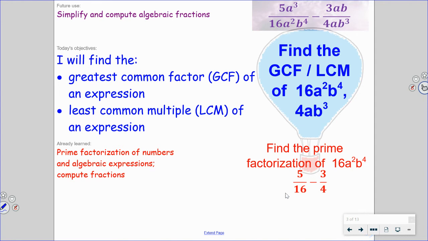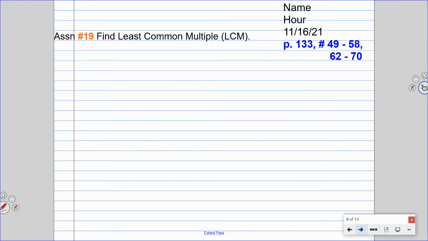So, folks, we're going to build off of what we did yesterday. What we did yesterday was greatest common factor of expressions, numbers as well as expressions. And now we go into least common multiple. So by the end of today, we should be able to look at two algebraic expressions, not only come up with the greatest common factor, but also the least common multiple. All this to help us either reduce, simplify, or to compute, add, subtract, algebraic fractions. That'll come up in Algebra 1. Go ahead and pause, page 133, 49 to 58, 62 to 70. Come on back when you are ready.